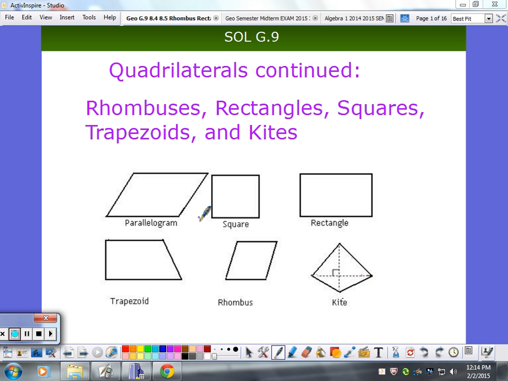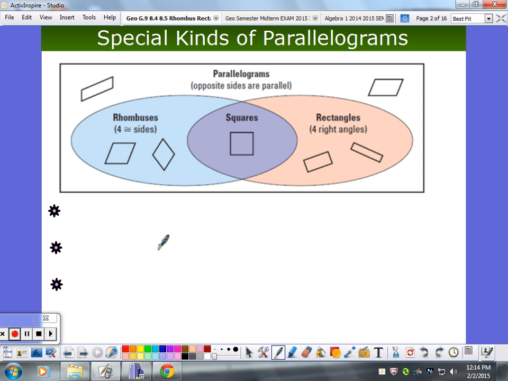Rhombuses, is it rhombuses or rhombi? I am not sure. I'm going with rhombuses. Rhombi? I don't know.